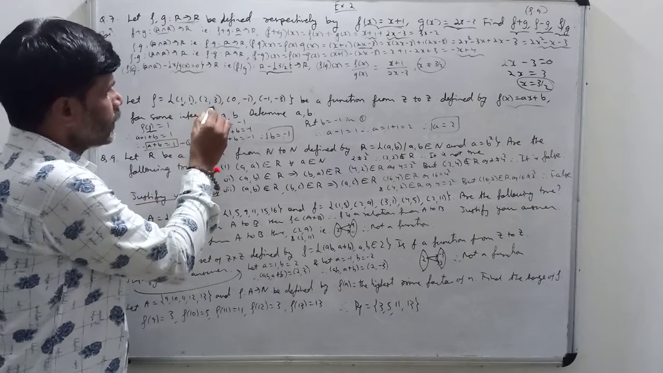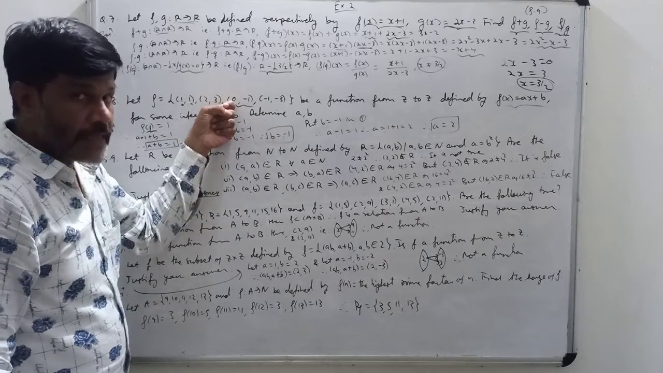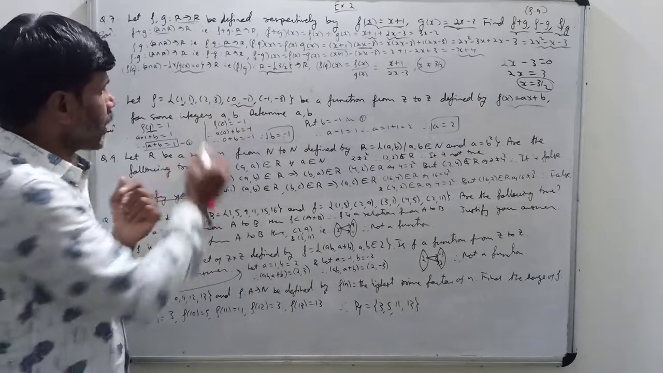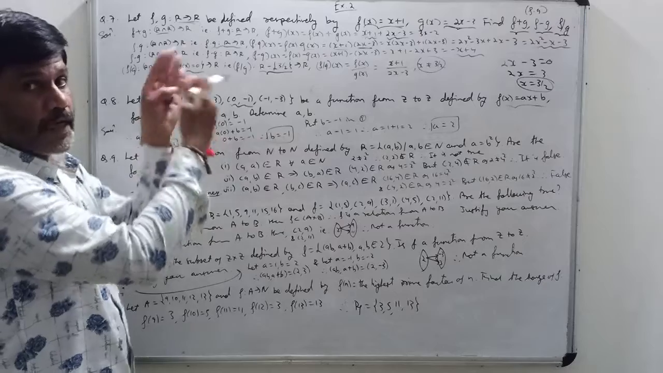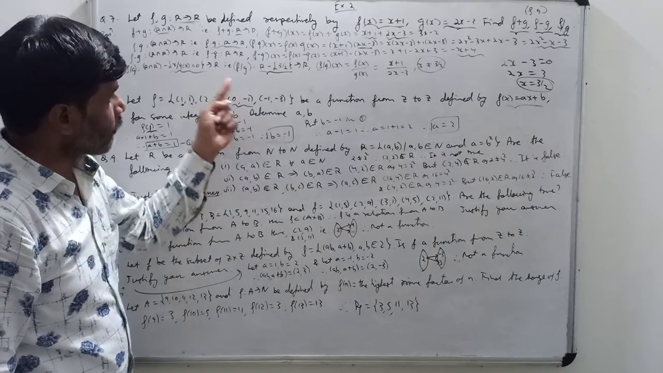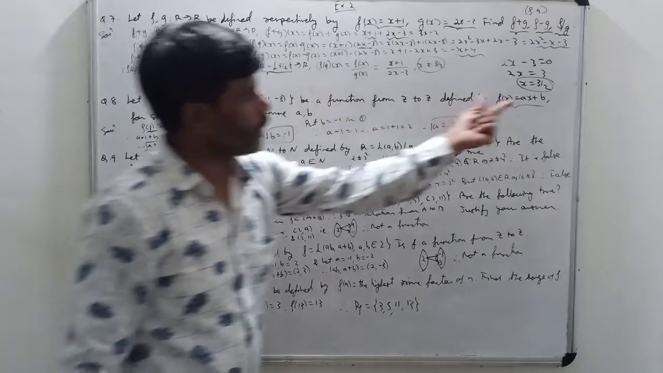Now instead of taking this, I am taking this one. So again, when x is 0, f of 0 is what? Minus 1. These are the values of x. First values are the values of x, and second values are the values of f(x). So when x is 0, f of 0 is how much? Minus 1.